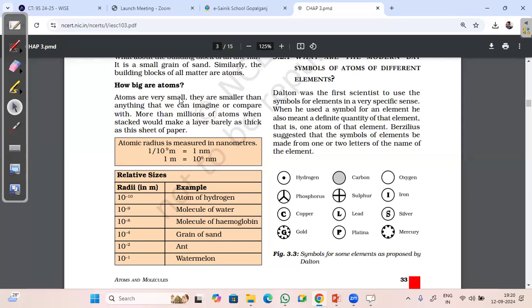Yeah, only one type of particle. An element is a substance which consists of only one type of particle, the atom. That is an atom, and it cannot be broken down further. So atoms cannot be broken down further.